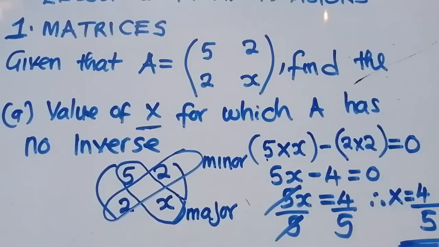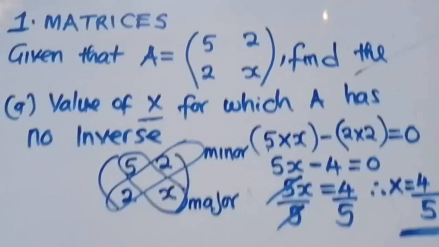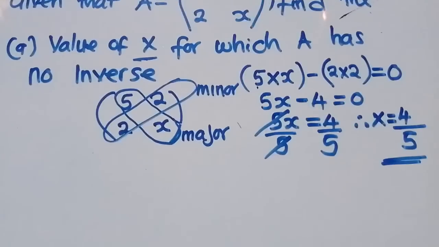So if you are given a question saying it has no inverse, meaning the determinant is 0. This is what you need to know and understand. Let's go to part B of this same question.